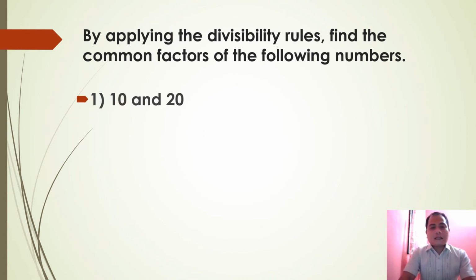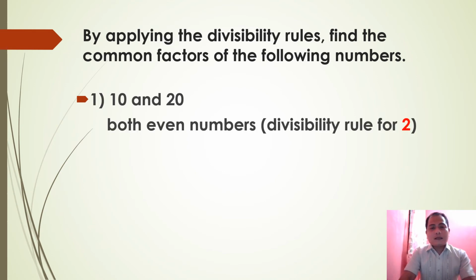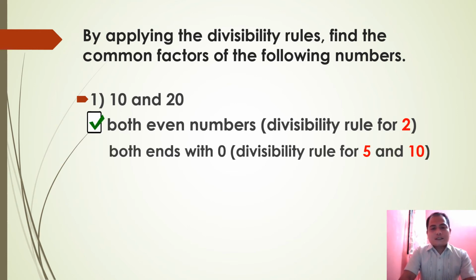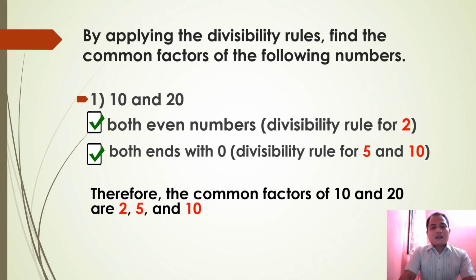Number 1, 10 and 20. What do you think are the common factors of 10 and 20? Looking at the numbers, both are even numbers, and both end with 0. So the rule for that is the divisibility rule for 2. Check. Both end with 0, so the divisibility rule for 5 and 10. Check. Therefore, the common factors of 10 and 20 are 2, 5, and 10.